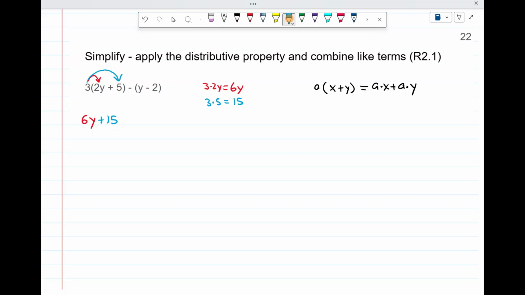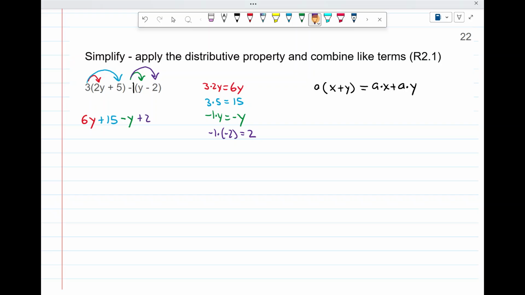Now, interestingly here, that negative sign outside of the parentheses, we basically use the distributive property here. One way you can think about it is that minus sign right there is the same as having a negative 1 on the outside of the parentheses. And the way I deal with this is the same way I did before. I do negative 1 times y, and that is negative y. And then negative 1 times negative 2, and that's positive 2. So I write plus 2.